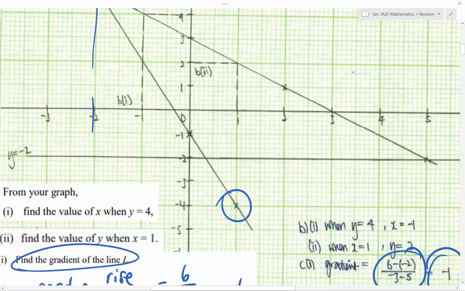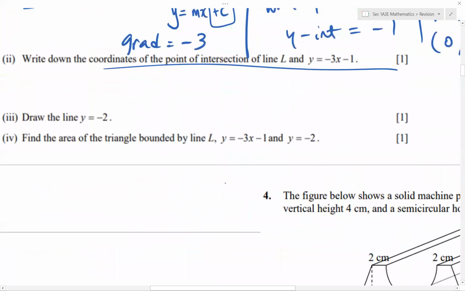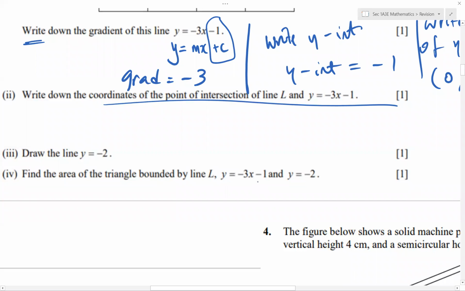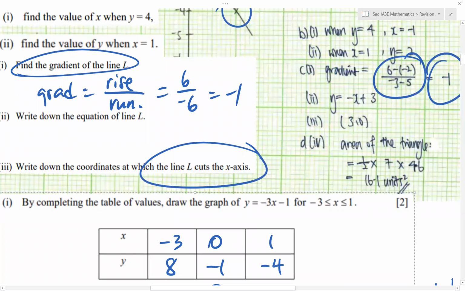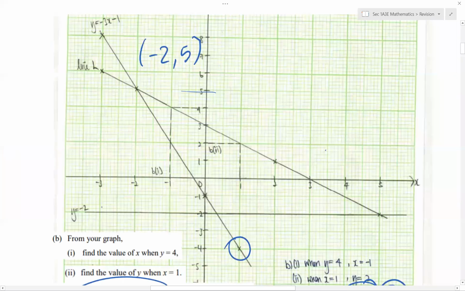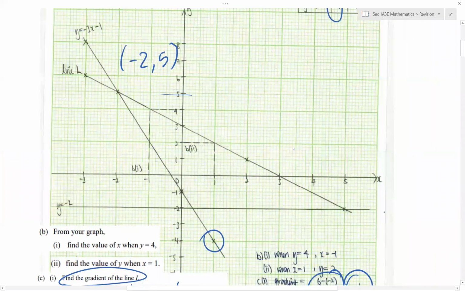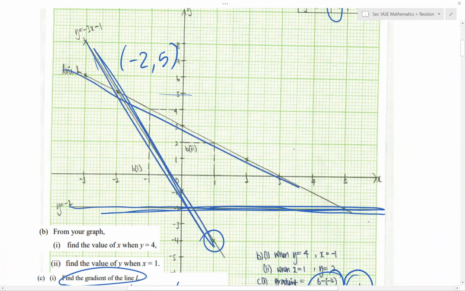And finally, find the area of the triangle bounded by the line L, the graph that you drew. So basically the two graphs and y equals negative 2. So we need to identify where y equals negative 2 is. So y equals negative 2 is our horizontal line over here. What is the area bounded by this horizontal line, this diagonal line, as well as this line?